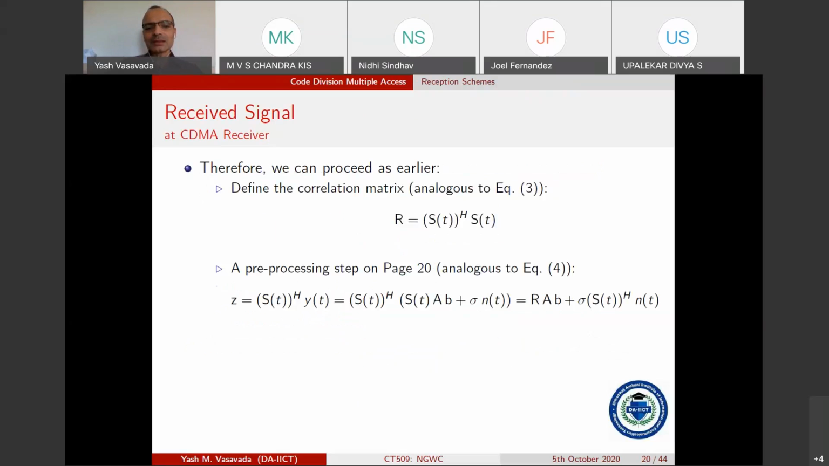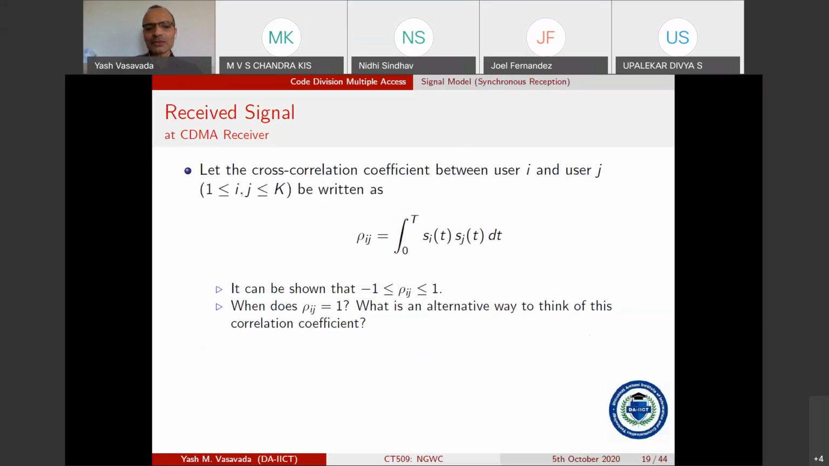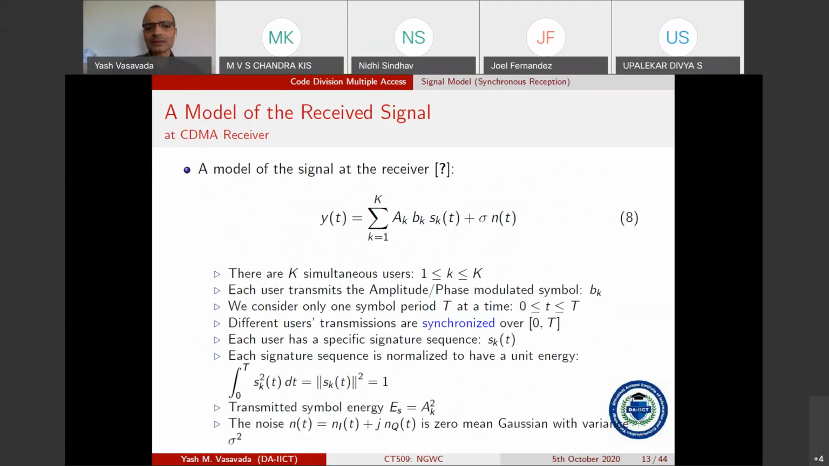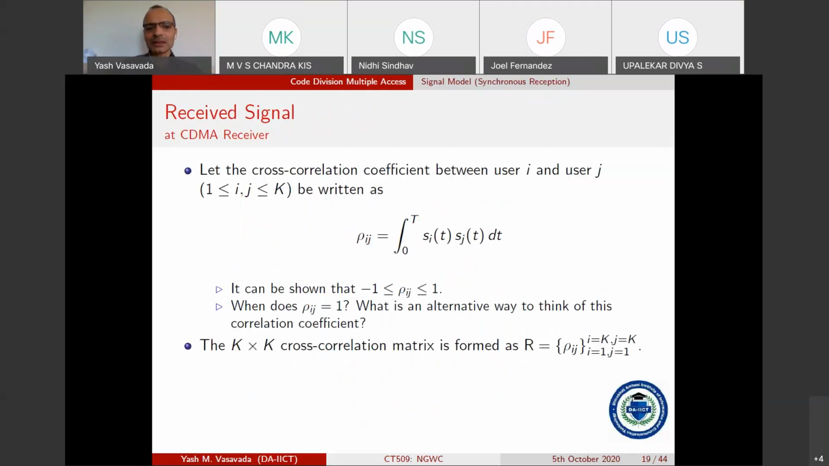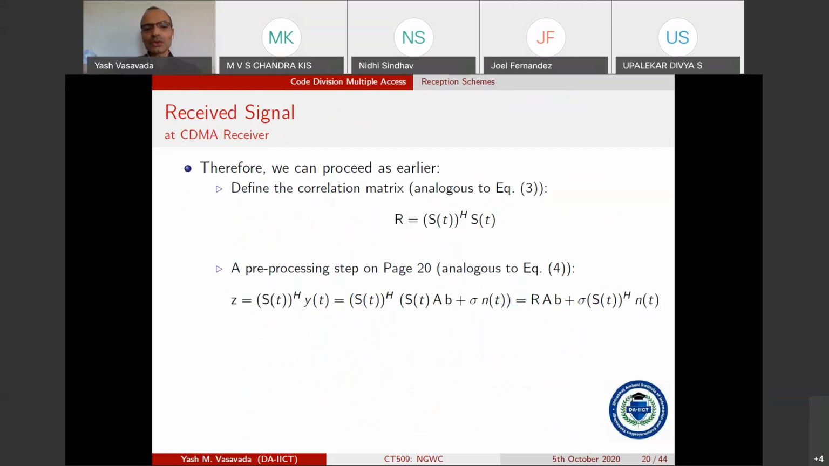We take the received signal y of t. Remember, y of t was defined here. This is our y of t. So we take that y of t, which is also defined here, and we correlate it with this matrix S. And when we do that, we get an expression which looks a lot like that beamforming equation, except the symbol energy matrix, the diagonal matrix A, is present because this R is now normalized.